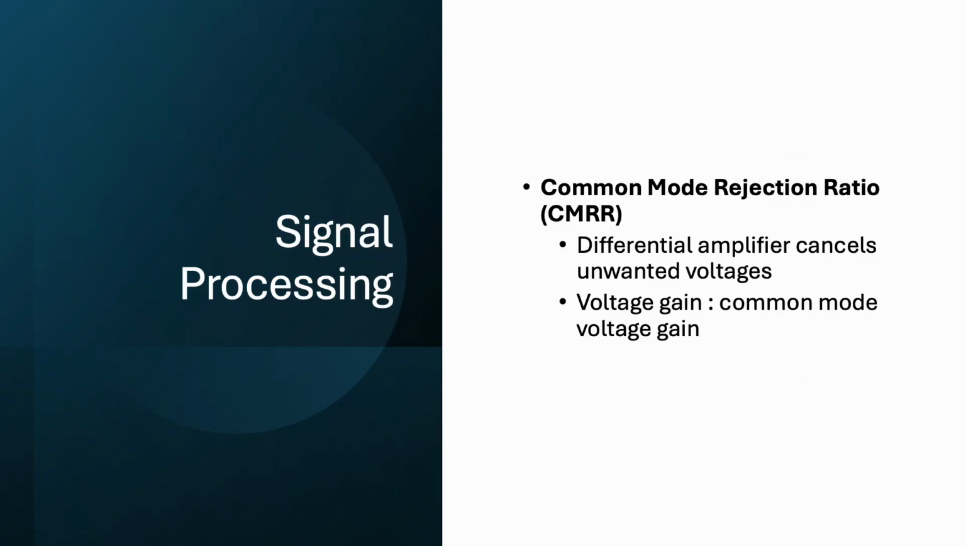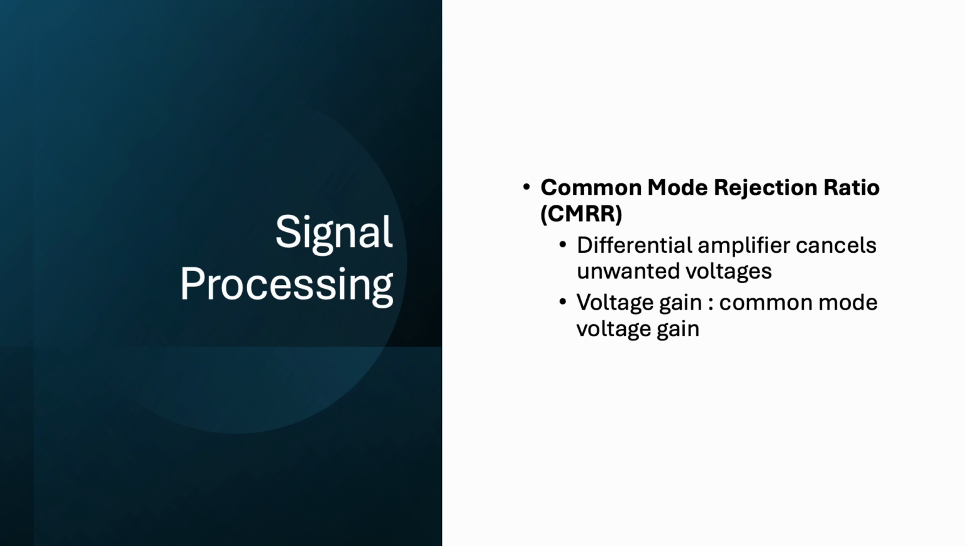A function of differential amplifiers is the cancellation of unwanted voltages that are common to both input electrodes. That means if you have two electrodes and they both have this 60 hertz signal coming off, and they're both equal, neither will be included in the output signal. This is based on the ratio of the differential voltage gain to the common mode voltage gain.